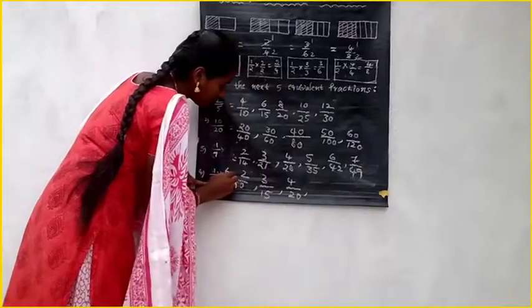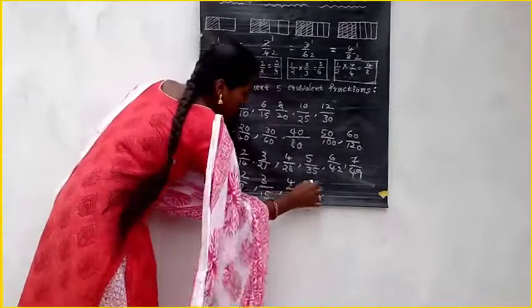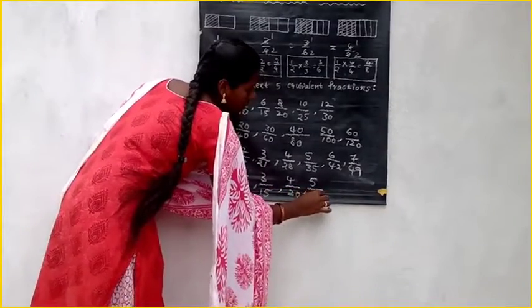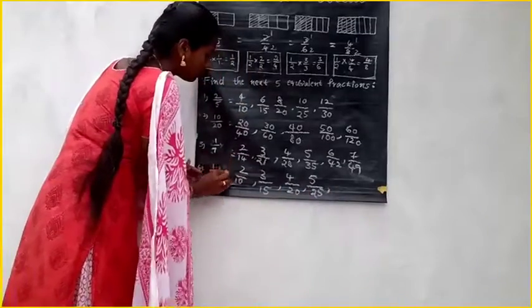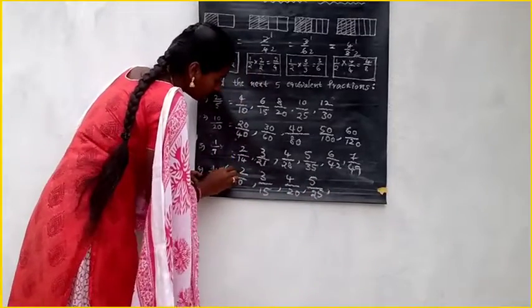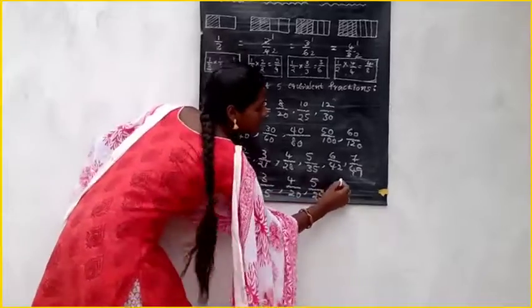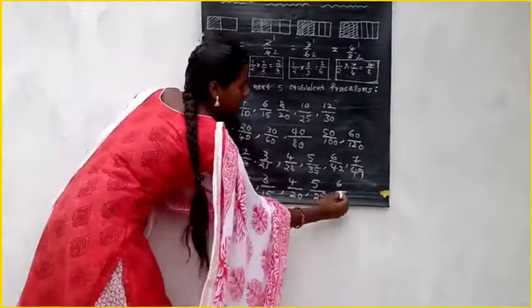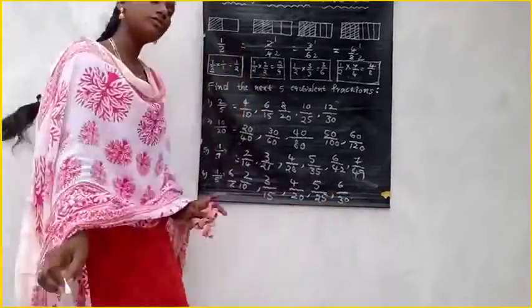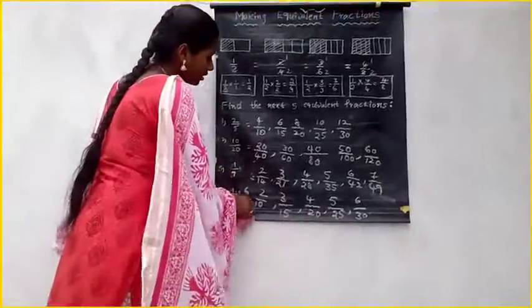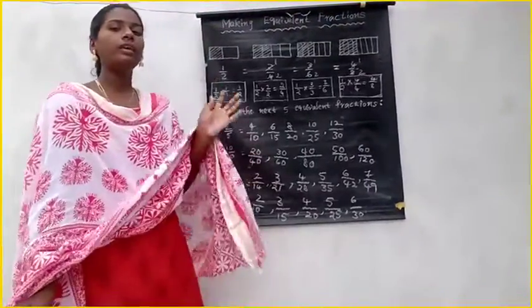Next, we should multiply with 5 by 5. 5 1s are 5, 5 5s are 25. Next, if you want more, means you can multiply with next number. 6 by 6. 6 1s are 6 and 6 5s are 30. Like this. In this way you can make equivalent fraction of each and every fraction.